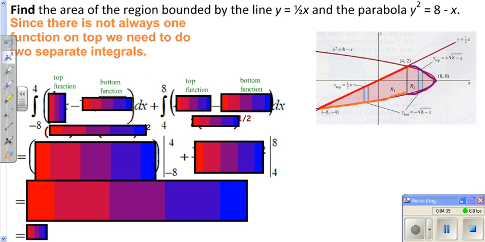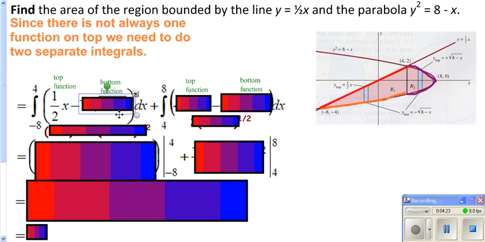So what we need to do is we really need to integrate this in two pieces. We'll integrate the first red and orange piece here. So you're going to take the top function here, which is the red one, minus the bottom function, which is the orange one over there. And yes, you do need to go ahead and solve your y squared up here for y. So you get y is equal to plus or minus the square root of 8 minus x. And since you're dealing with the bottom half of your sideways parabola, that's why it's the negative root here.